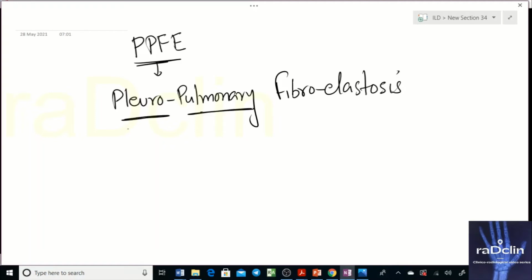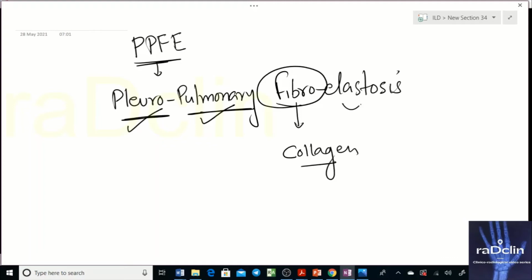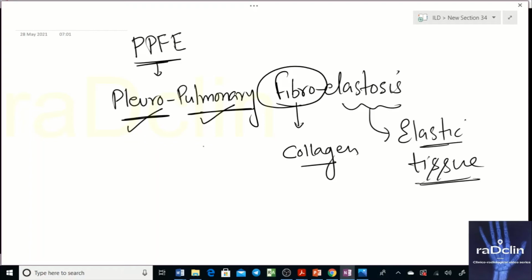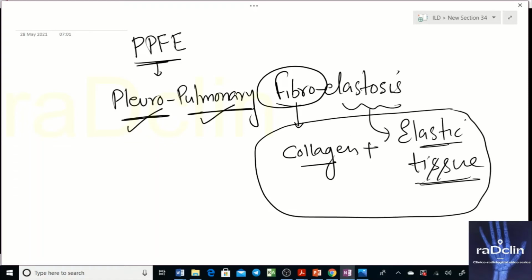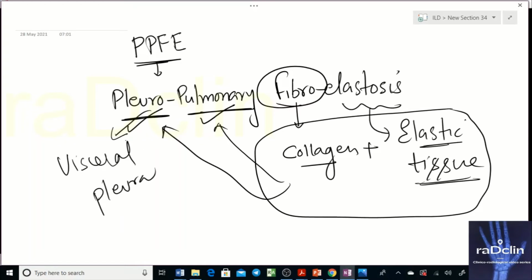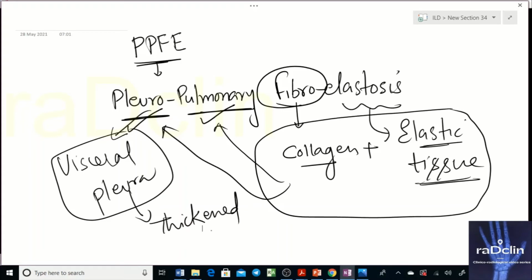One thing is that the pleura is affected, and the lung parenchyma is affected. There is collagen because the word fibro is used, fibrosis means collagen, and elastosis means that elastic tissue is also there. So there is deposition of collagen plus elastic tissue. This combination is deposited in the pleura and pulmonary, that is, lung parenchyma. Which pleura? The visceral pleura. So what you will see here is visceral pleural thickening. That is the differentiating point.